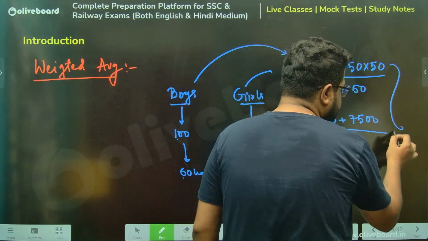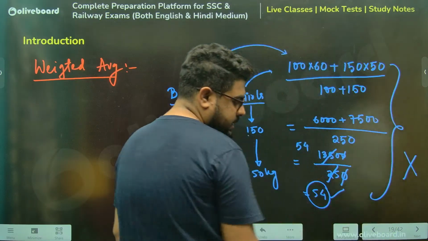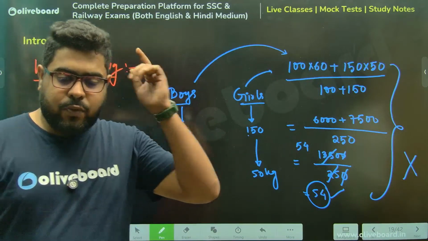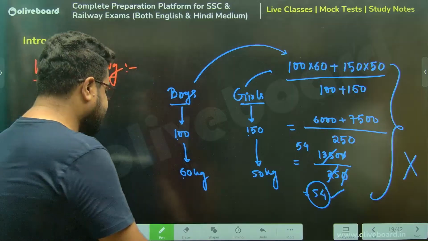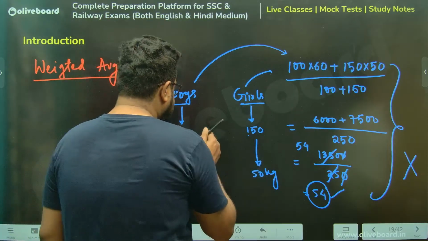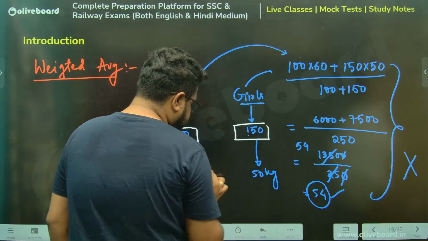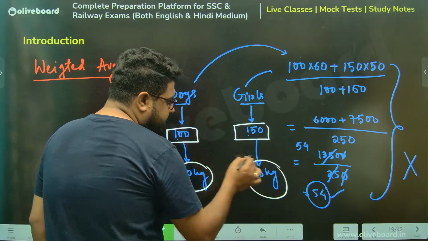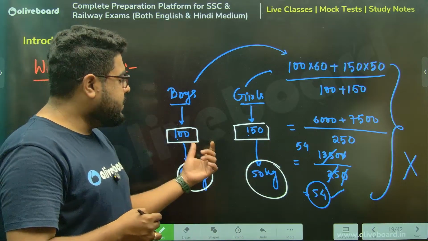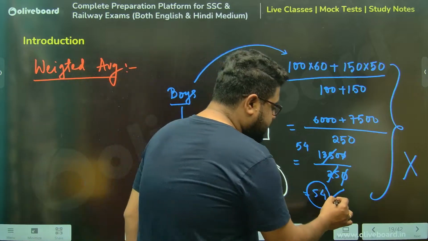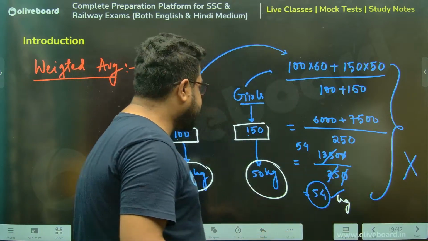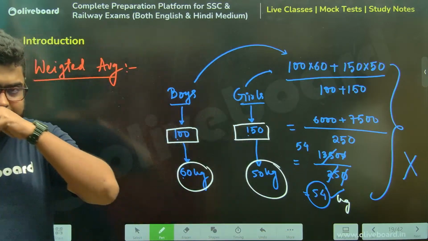This is not your recommended method, sir. Why? Sir, in a weighted average, the weights are which? Sir, this is your weight, number of boys and number of girls. Because you see, I cannot take this as weights. These are the values. My answer will be in some kg only. So the kg cannot be weights. Weights have to be the number of boys and number of girls.